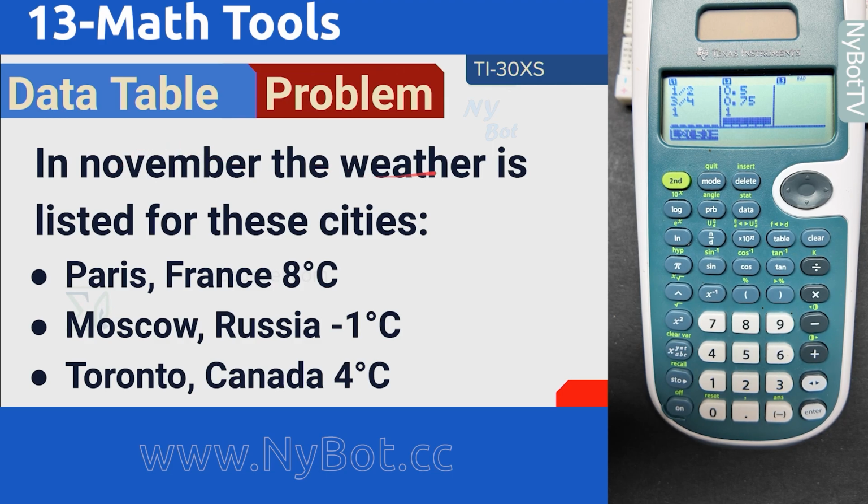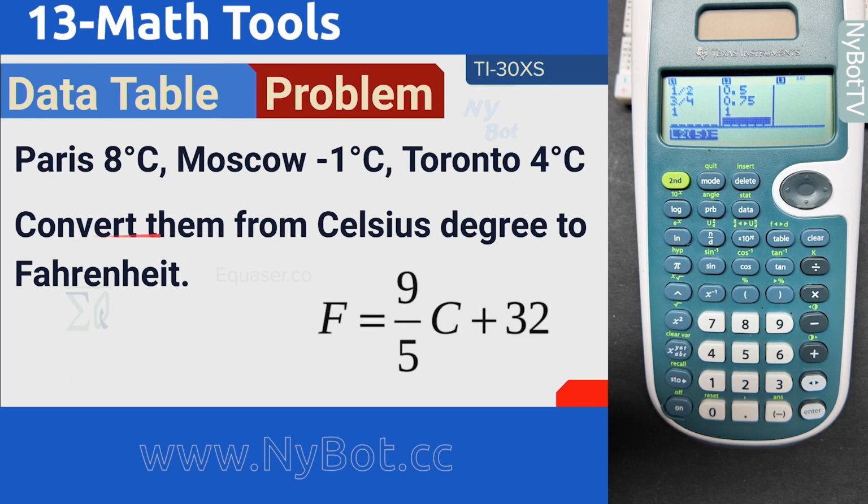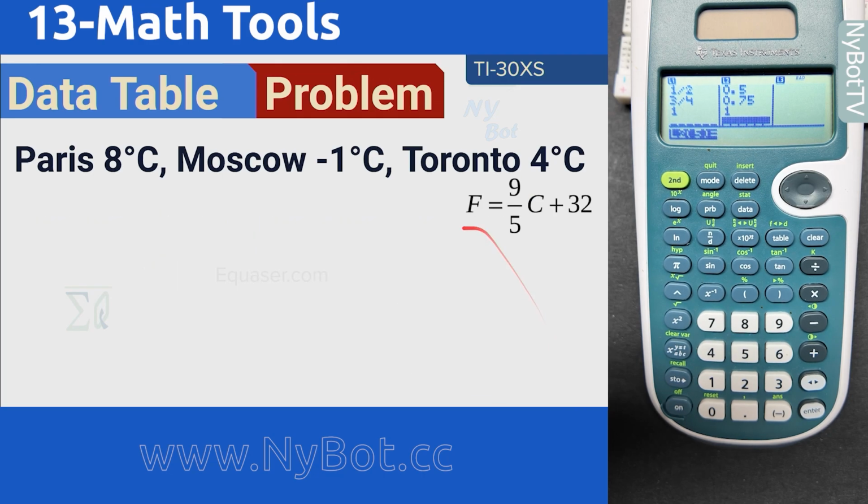Here is a problem that we need to solve. In November, the weather is listed for these cities: Paris in France, 8 degrees Celsius, Moscow, Russia, -1 degree Celsius, Toronto, Canada, 4 degrees Celsius. Convert them from Celsius degrees to Fahrenheit, and the formula for Fahrenheit is 9/5 times Celsius value plus 32.